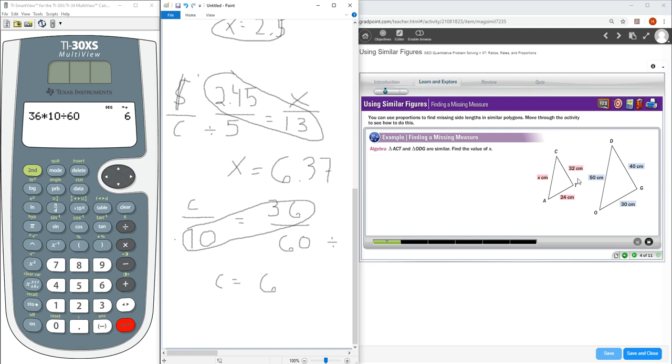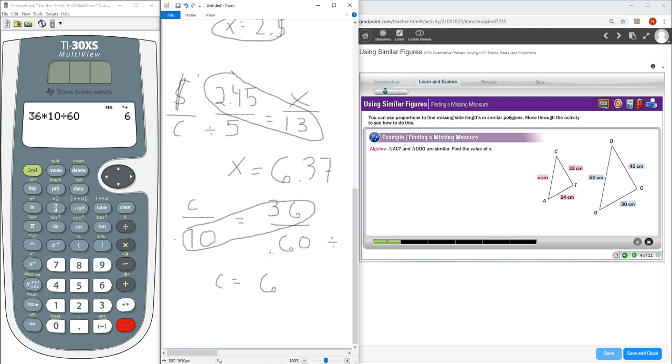Now what similar means is same angles, so angle C and angle D would be equal, angle A and angle O would be equal, angle T and angle G would be equal. Same angles, but different side lengths. In our case, because we know that these are similar, it means they can be solved with cross multiplication, and I'll show you how. Let's take a look.